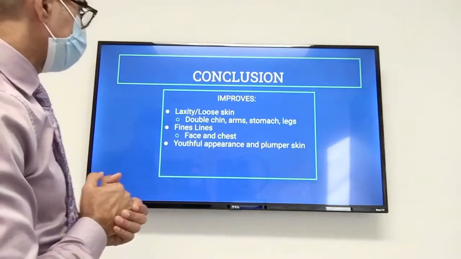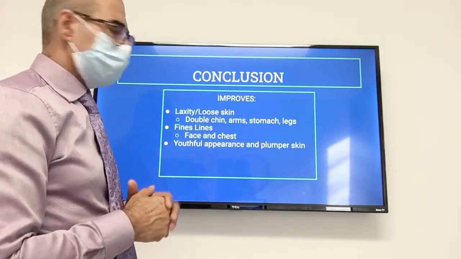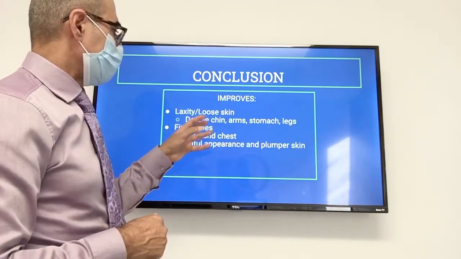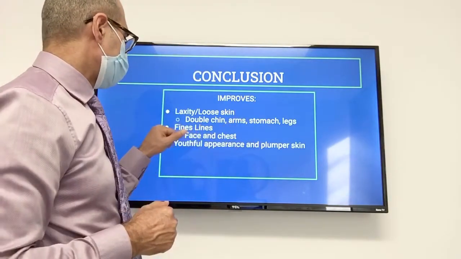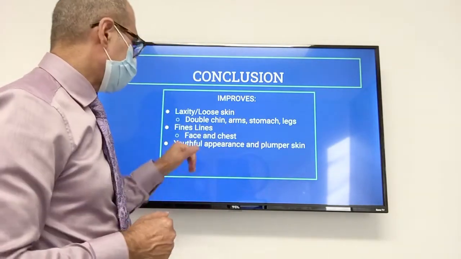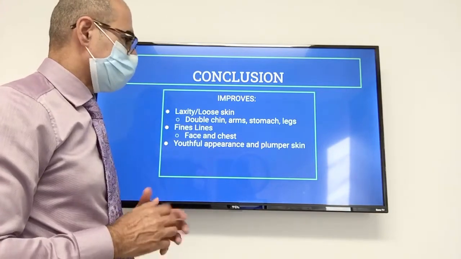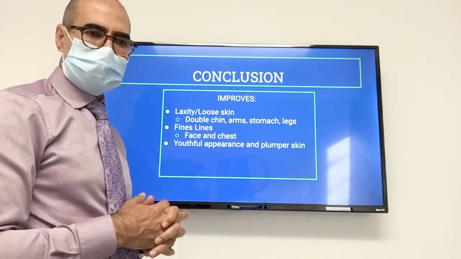So in conclusion, just to reiterate, this procedure is for skin laxity, loose skin, double chin. You can use it for the laxity of the arms, stomach, legs. It can improve fine lines on the face as well as the chest. And the result is a youthful appearance and plumper skin. So if you're interested, just make an appointment and let's talk about it.